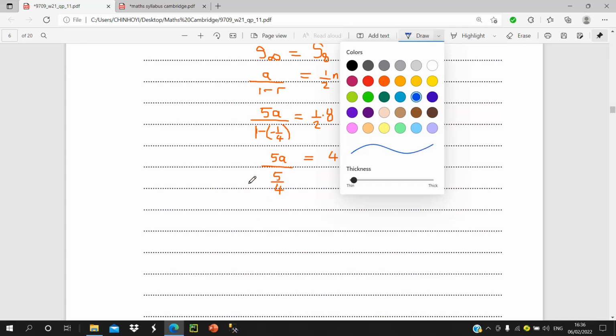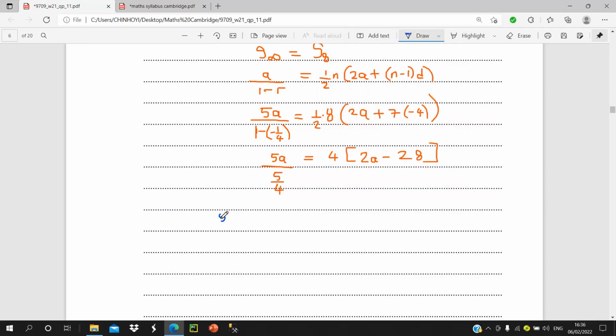Further simplifying, this is the same as 5a divided by 5 over 4. Dividing by 5 over 4 is the same as multiplying with 4 over 5. We take the reciprocal. Here let's take it as it is. We have 2a minus 28.